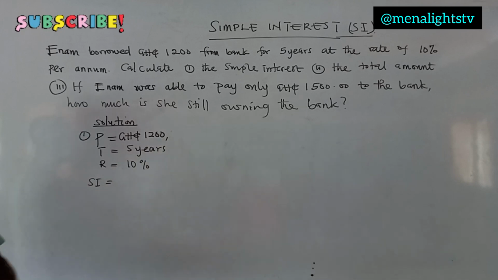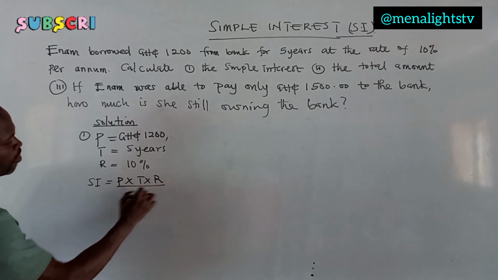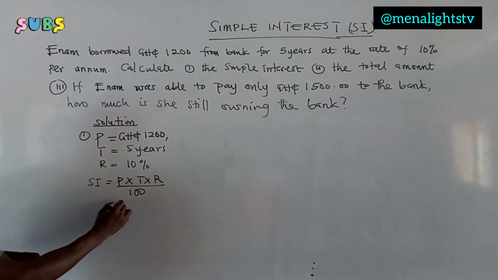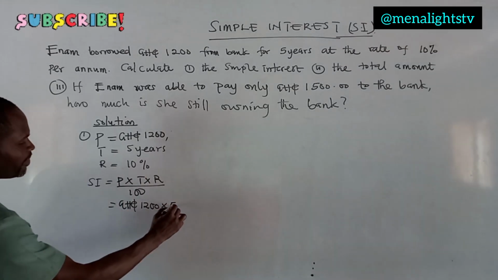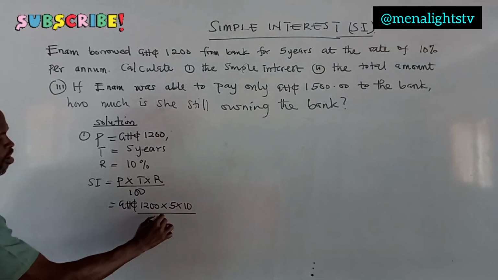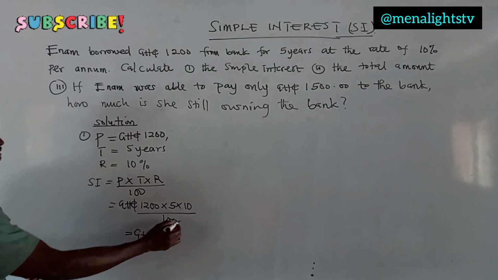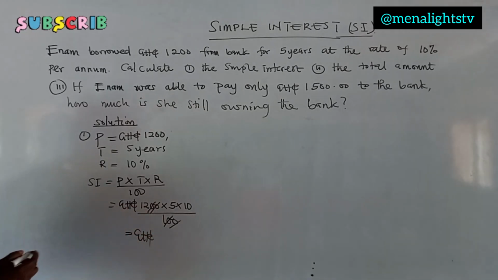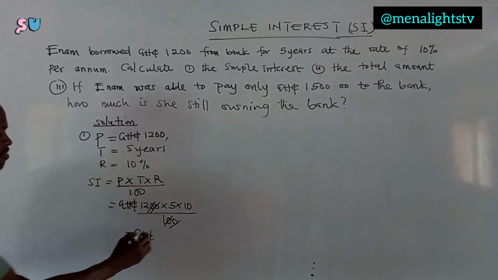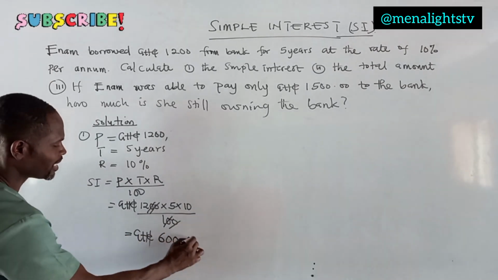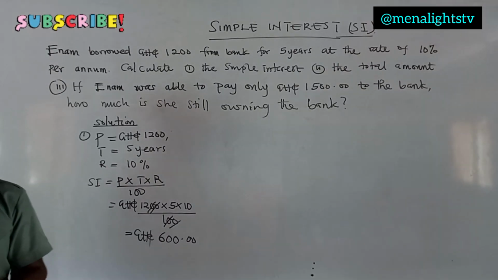So how do we find the simple interest? The simple interest is the principal times time times rate all over 100. So our principal is 1,200 times the time, which is 5 years, times the rate of 10%, all over 100. From there, these two zeros will do away with these two zeros. Then 12 times 5 gives us 60, and 60 times 10 gives us 600. So that 600 cedis is the interest on the money for 5 years at the rate of 10%.